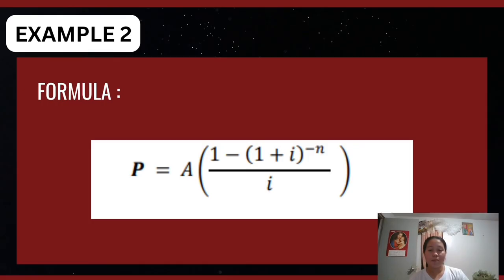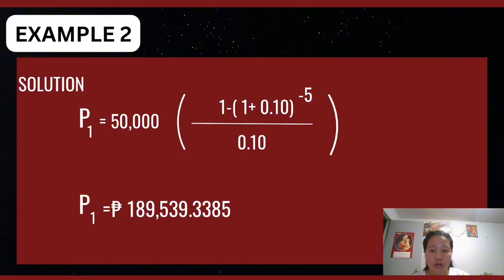Then we have P is equal to A times the quantity 1 minus (1 plus I) raised to negative n, divided by I. Where P is the present value, A is the annual payment, I is the interest rate, and N is the number of years. For the perpetuity, the present value is A divided by I, but we need to discount it back from when it starts.